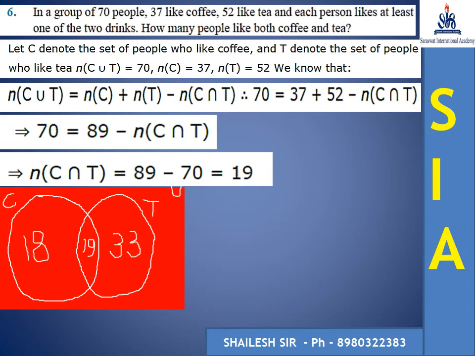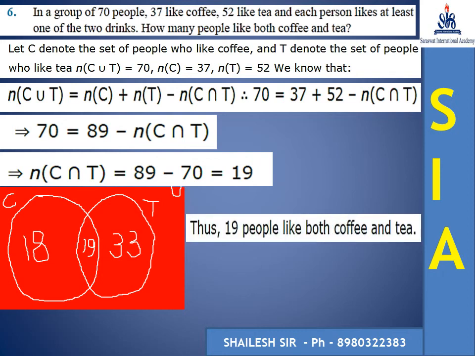And initial value, first you put the common region, C intersection T, which is 19. And N of C is already known. So you put it there, 18 plus 19. Sorry, N of C is 37, not 89, my mistake there. And N of T is given as 52. That's why I wrote 33 here, because 33 plus 19 becomes 52.